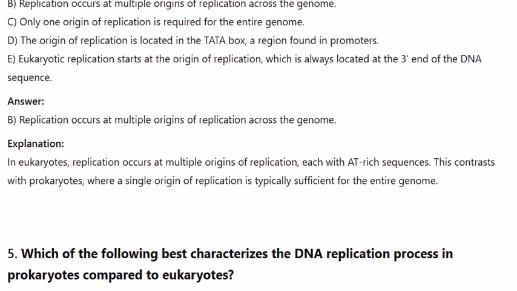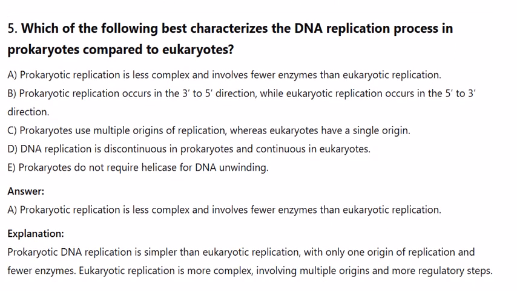5. Which of the following best characterizes the DNA replication process in prokaryotes compared to eukaryotes? A. Prokaryotic replication is less complex and involves fewer enzymes than eukaryotic replication. B. Prokaryotic replication occurs in the 3 to 5 direction, while eukaryotic replication occurs in the 5 to 3 direction. C. Prokaryotes use multiple origins of replication, whereas eukaryotes have a single origin. D. DNA replication is discontinuous in prokaryotes and continuous in eukaryotes. E. Prokaryotes do not require helicase for DNA unwinding.